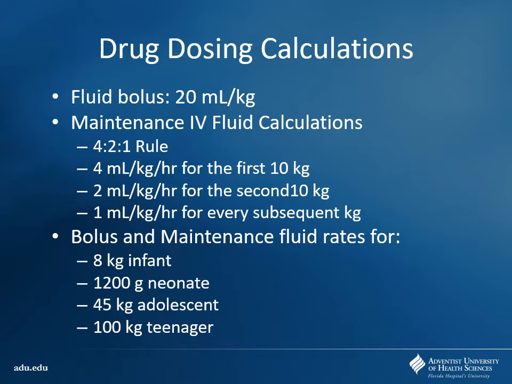So again, you're going to get 40 for the first 10, you get 20 for the next 10, and then he has an additional 80 kilograms you have to factor in. So again, 60 plus 80, 140. So 140 mLs an hour would be an appropriate maintenance rate for that patient, right?